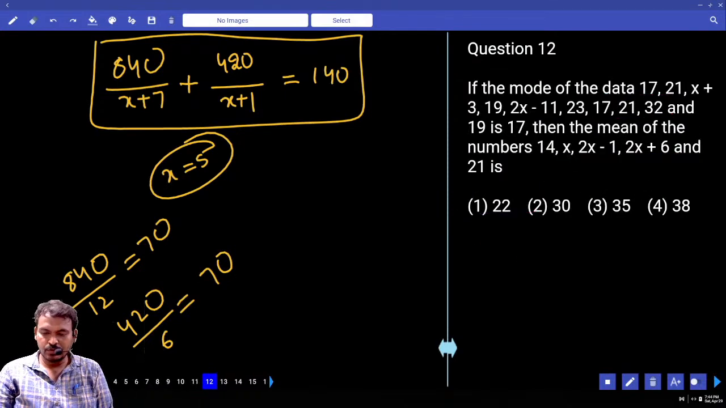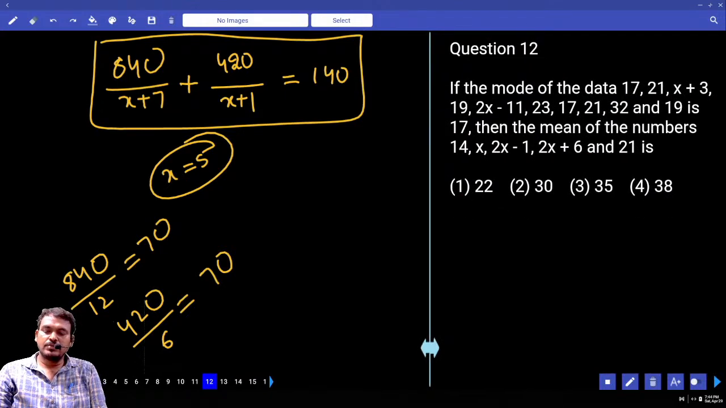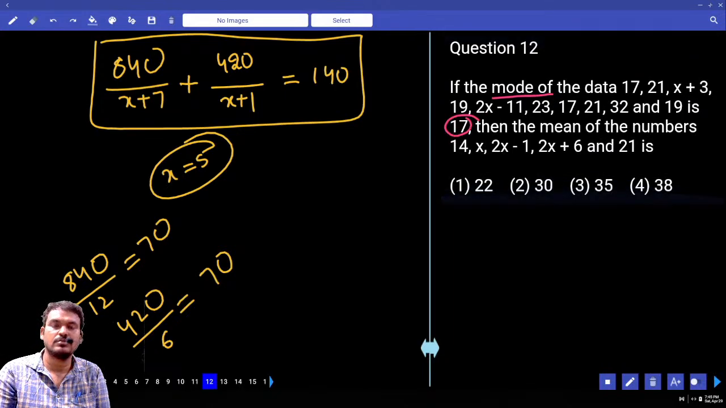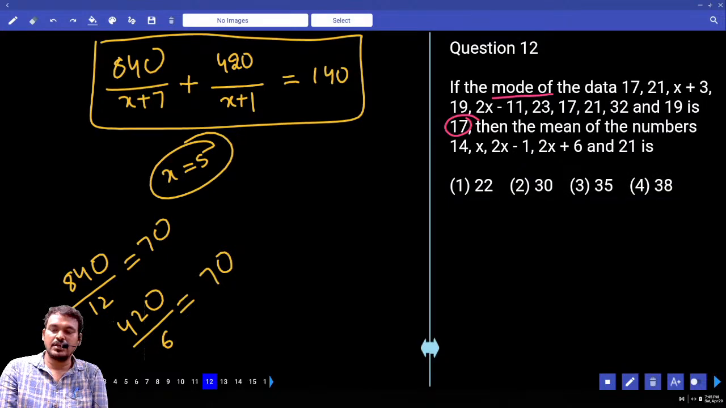Next question number 12. If the mode of the data 17, 21, x plus 3, 19, 2x minus 11 and 23, 17, 21, 32 and 19 is 17. Mode means repeated number or not? Okay. Here mode value is 17. Mode 17 means 17 is the repeated number or not? Repeated number. Here already 17.